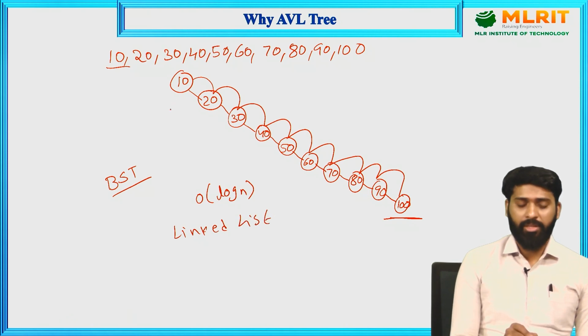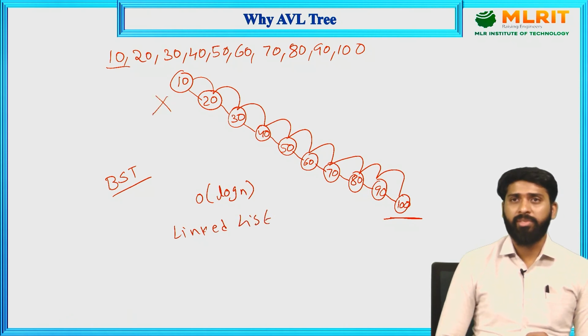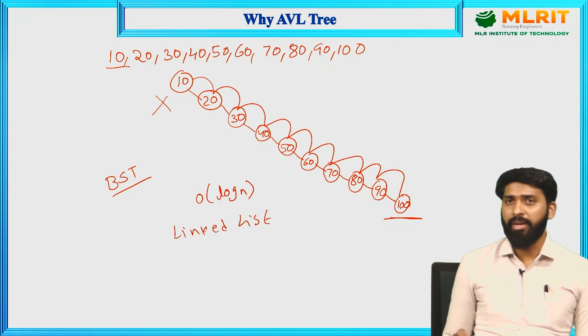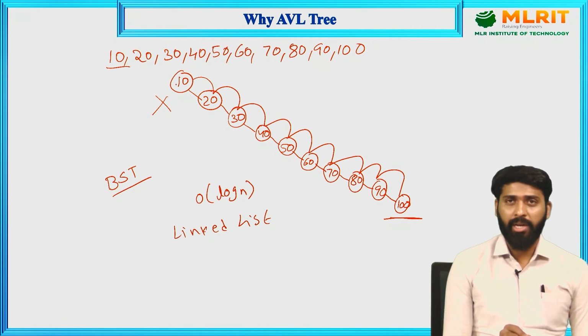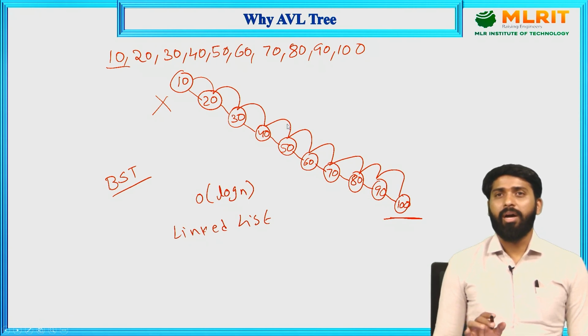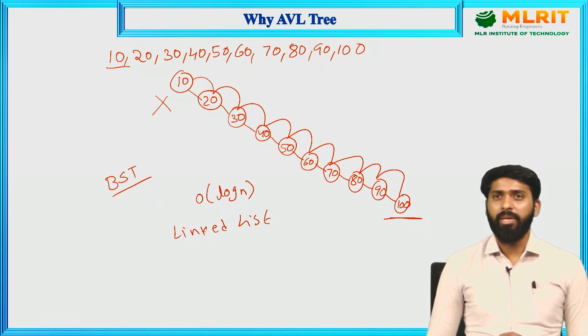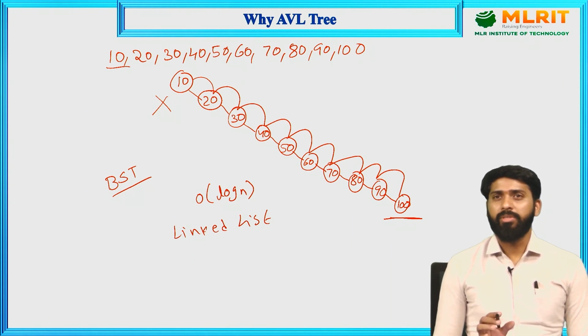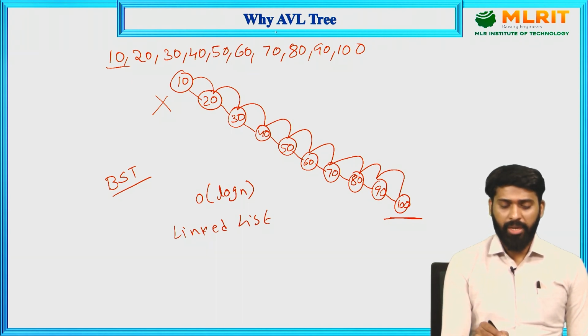So for 10 there is no left side, and for 10 the 20 is at right side. Now to access 100, we start from 10 and we access all the nodes, so the accessing time will be increased in binary search tree. How we solve this disadvantage we are facing in binary search tree is by using AVL tree.